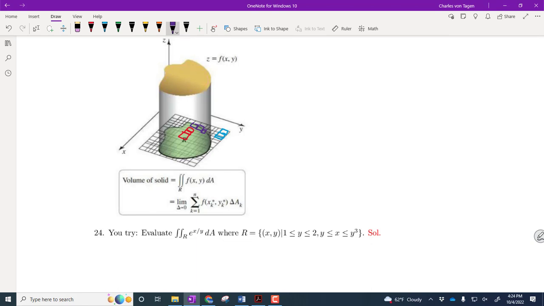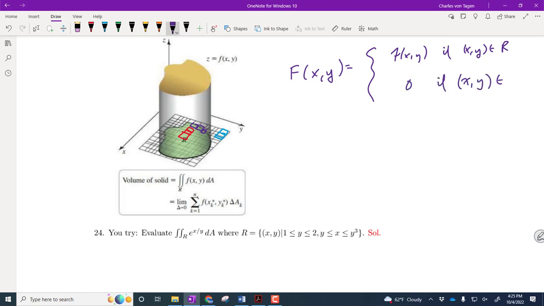Okay? And then what we can do is we basically define this new function, F of x y, and it would be equal to little f of x y if the x y is contained in the region, sorry, in the region R. And it's equal to 0 if x y is not contained in that region. And in the limit, taking the double integral over this will give us the double integral that we're after.